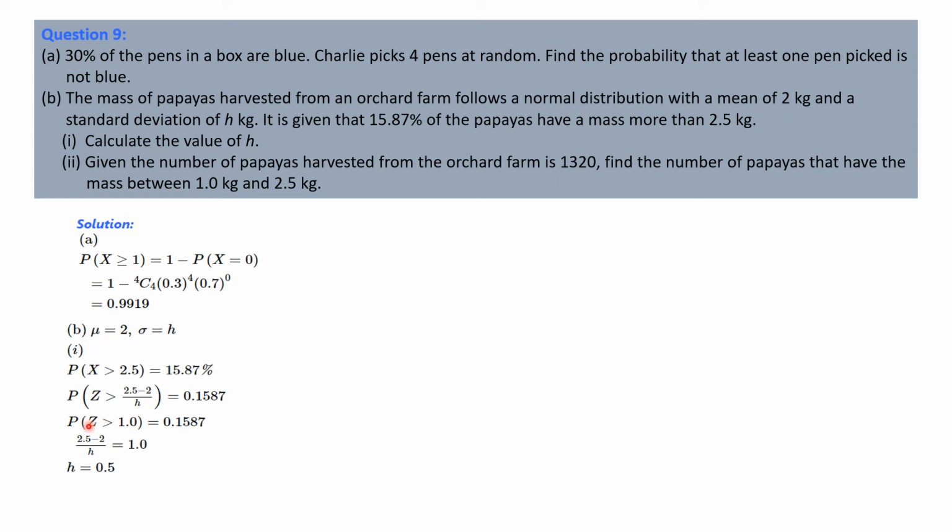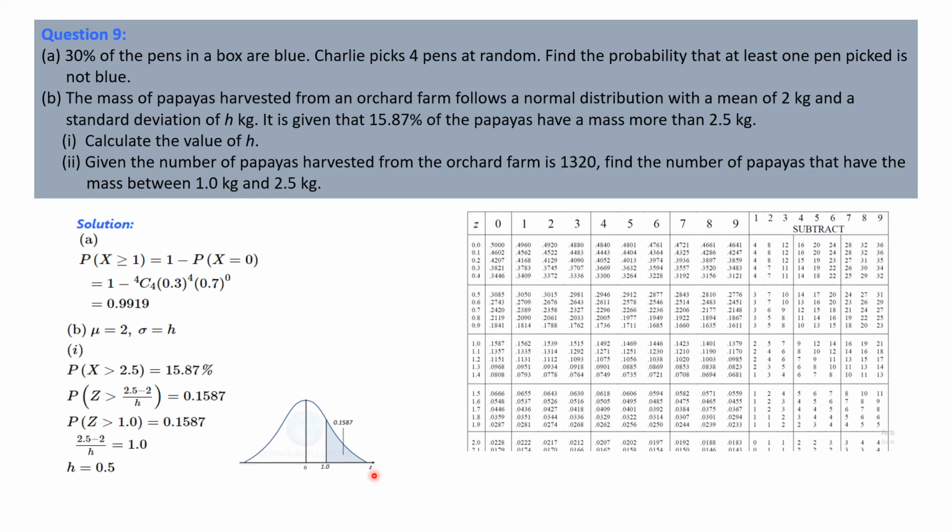Then from the graph we know that when the area is 0.1587, we need to find the value of z. So we refer to the distribution table. We will have 0.1587 here, and the value of z is 1. Therefore, the probability for z greater than 1 is 0.1587. Therefore, (2.5 minus 2) over h will be equal to 1, and we will have the value of h equal to 0.5.